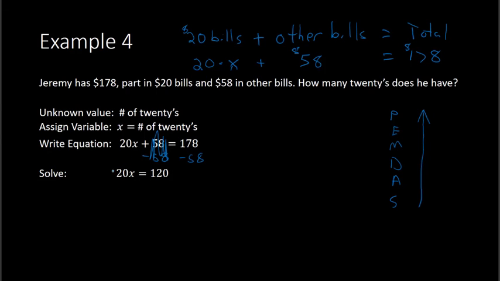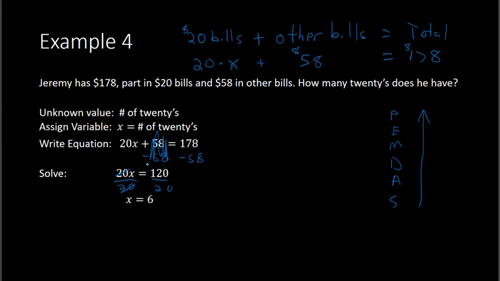And then lastly, we need to get rid of the 20. So this says 20 times x. So the 20 is being multiplied with x. So to get rid of the multiplication, I do the inverse, which would be division. So I divide both sides by 20. When I do that, 20 divided by 20 will cancel. That gives me 1x on the left. And then on the right, 120 divided by 20 would give me 6. So my solution is x equals 6.